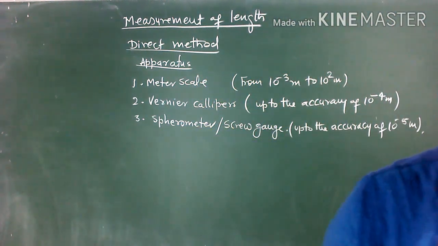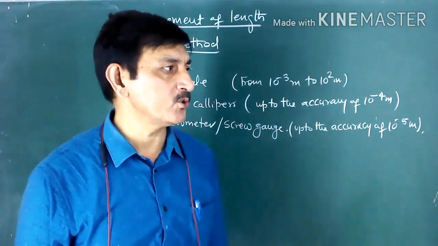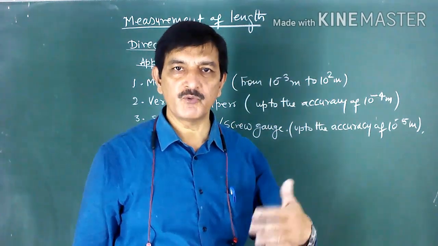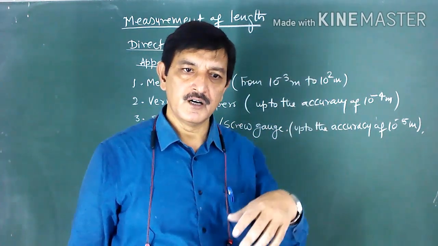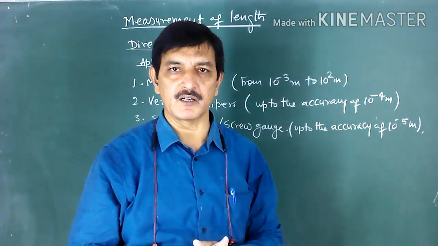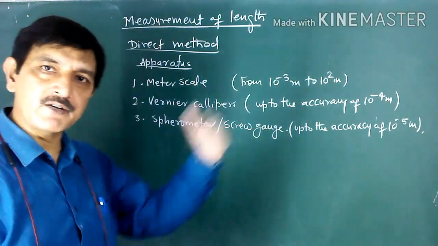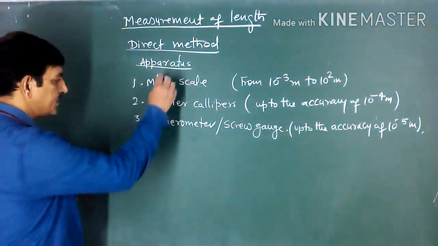But the question is, how can we measure long distance? Suppose we want to measure the distance of a planet, or the distance or size of the moon. How can we measure? These apparatus cannot be used for measuring such very large distances. So in that condition, we use some indirect method.